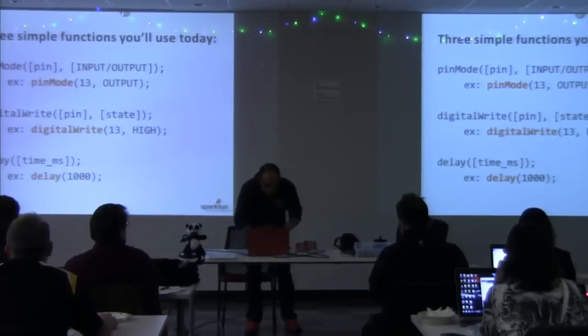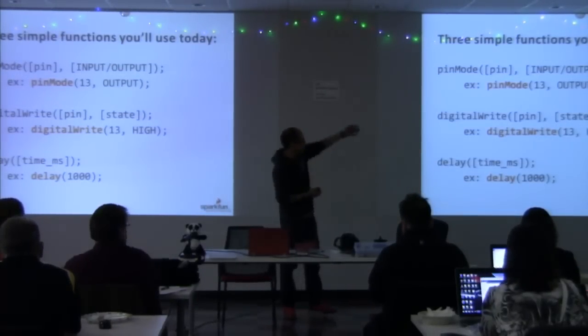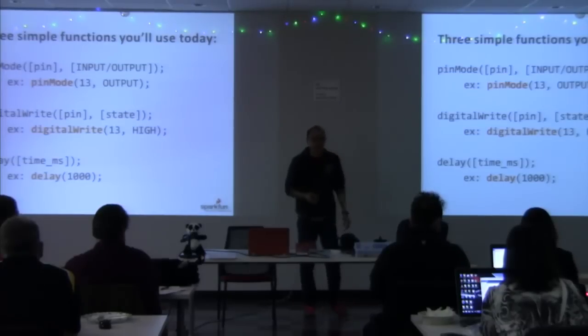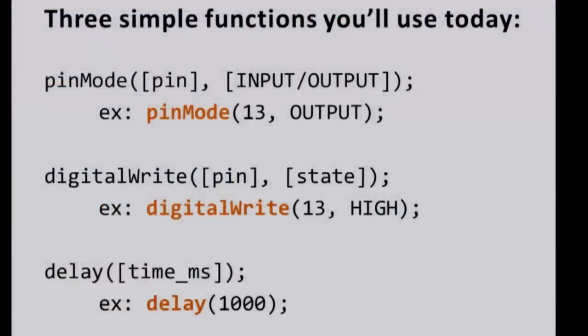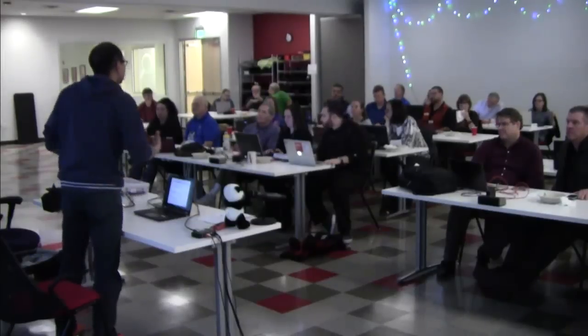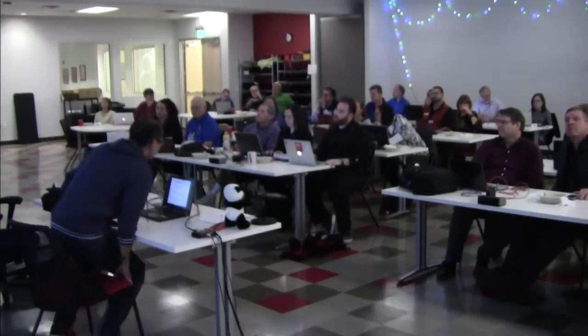So there's three functions that we are going to use: pinMode, digitalWrite, and then delay. The Arduino operates anywhere between 1 megahertz and 20 megahertz, depending on the type of device. This one happens to be running at 8 megahertz. So that's 8 million instructions per second, right? That's really, really fast. It's like 125 nanoseconds per instruction, right? So we have to put delays in there to slow things down so that we can see things happening.